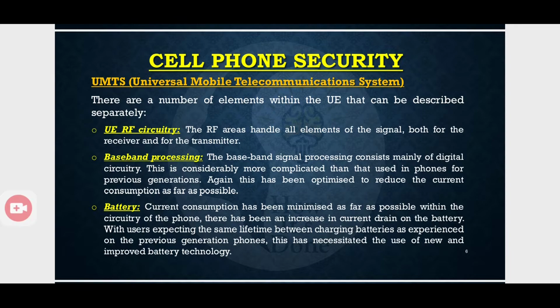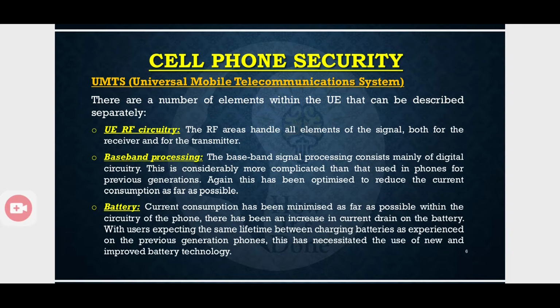Maybe it has no voice capability, etc. So all these are considered as a user equipment. And for this user equipment we have three subcomponents. One is RF circuitry. They handle all the elements of the RF signal, and they are used for both the receiver as well as the transmitter. And we have a battery.